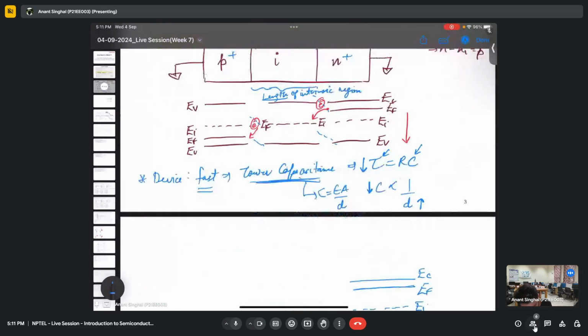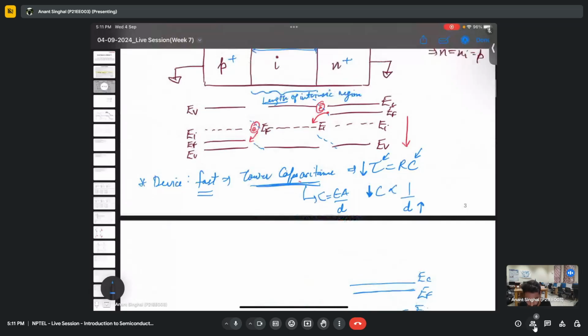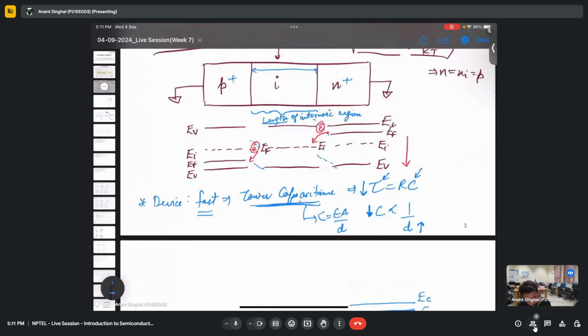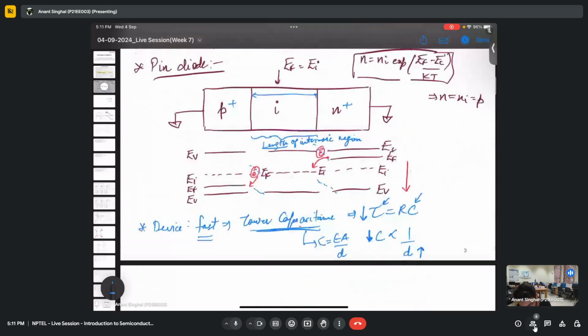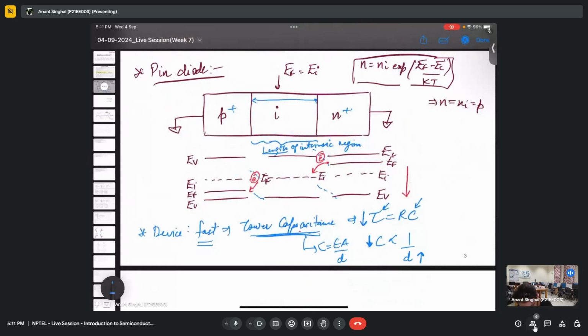To make the device faster, that is what we are doing: we are increasing the depletion width. This intrinsic region will have n as ni, and for this P plus we will have very high doping. So the depletion width grows into the intrinsic region like this, and the same is the case for N plus and I. So we will have a very high effective depletion width, and that makes our device faster. Yes, it takes more area and more power, but ultimately we want to make our device very fast. So this is why we generally use this PIN diode.